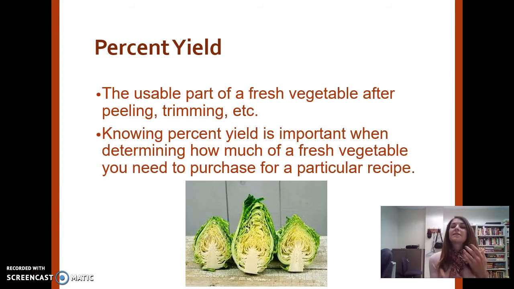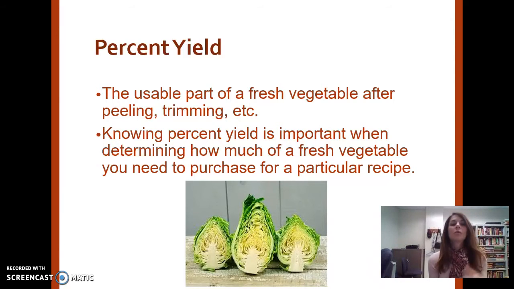So percent yield. What we look at as far as what a product yields for us is understanding which part of the product is actually usable and sellable after peeling, trimming, and discarding any unusable parts. All of that is really important. So knowing the percent yield is important when we know how many vegetables to actually purchase.